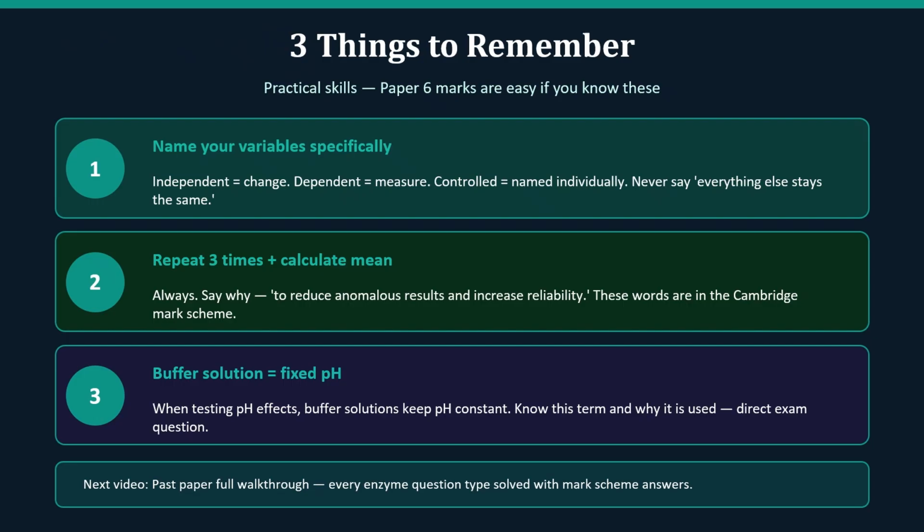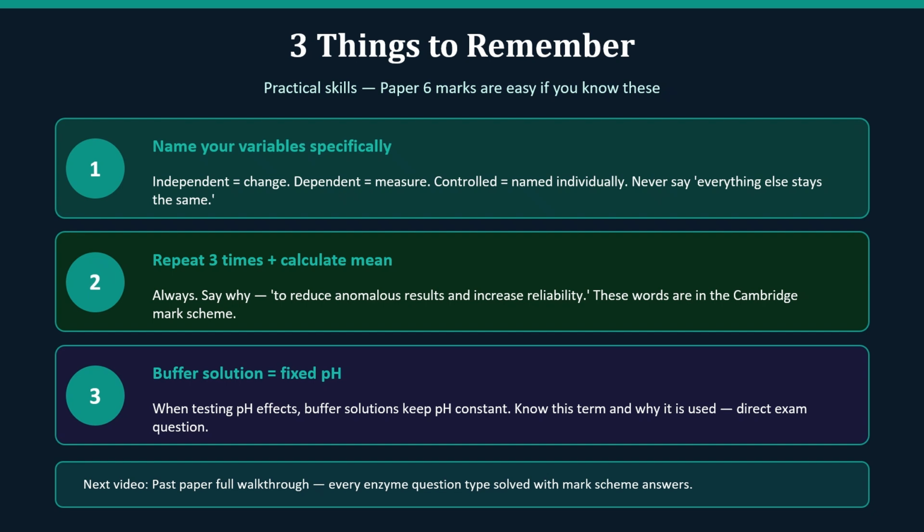You must log three things into your mind before your exam. Number 1. Name your variables specifically. Independent is what you change. Dependent is what you measure. Controlled variables must be named individually. Never write everything else stays the same. Name them. Each one can be a separate mark.